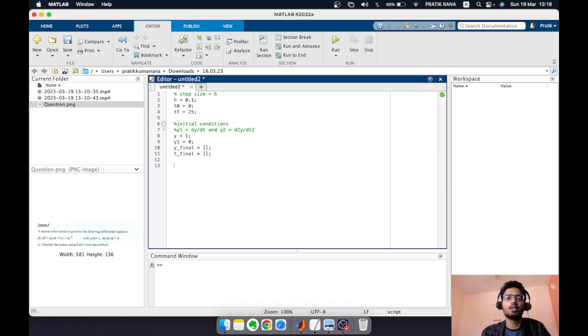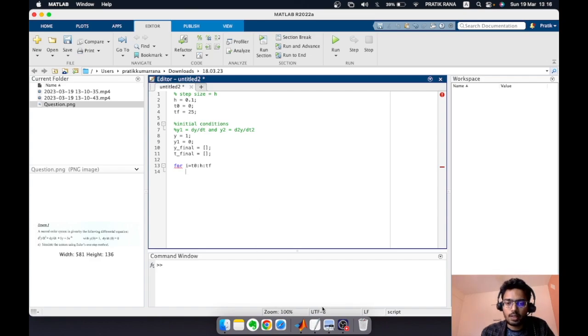Now since Euler's method is an iterative algorithm, we'll have a for loop here. Let's suppose the iterative variable I'm choosing is i, so i should run from the initial time in steps of h to tf. So it will run from 0 to 25 seconds with an interval of 0.1. It's obvious that it will take 250 plus 1, that is the 0th time, so 251 time instances. Sorry, there won't be a semicolon here.